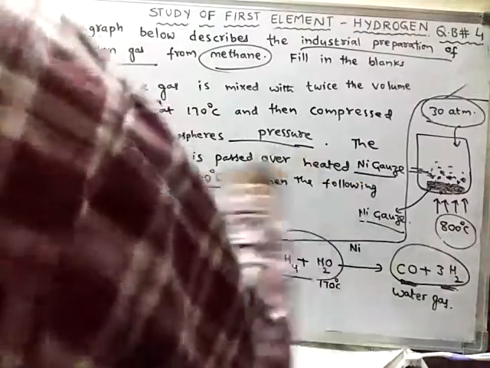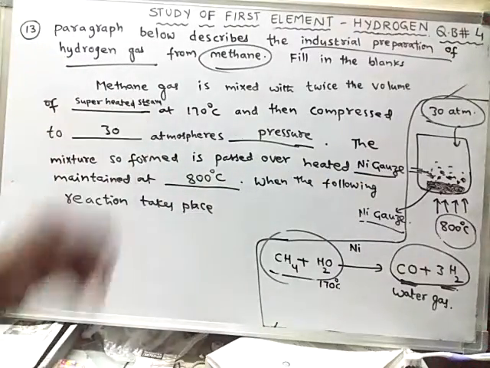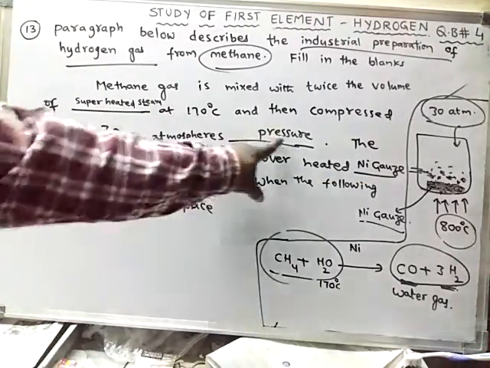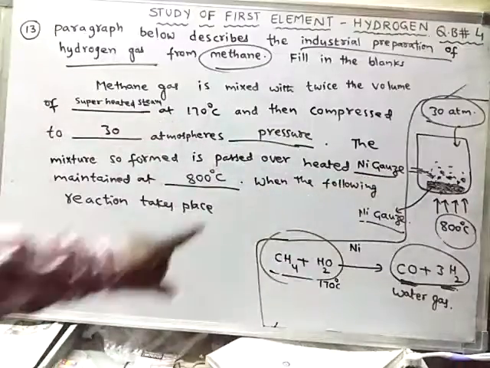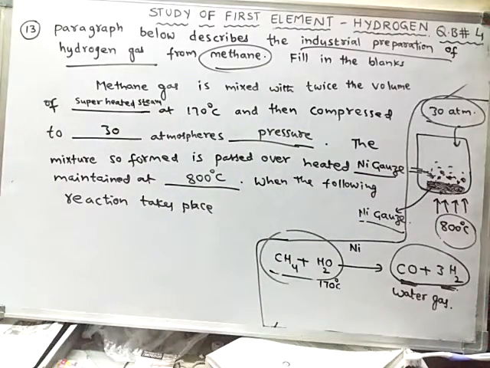So these are the answers: superheated steam, 30 atmosphere of pressure, nickel gas, 800 degree centigrade.